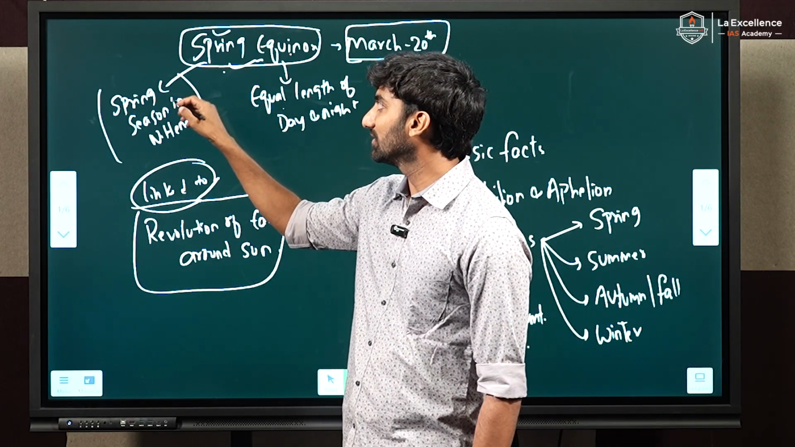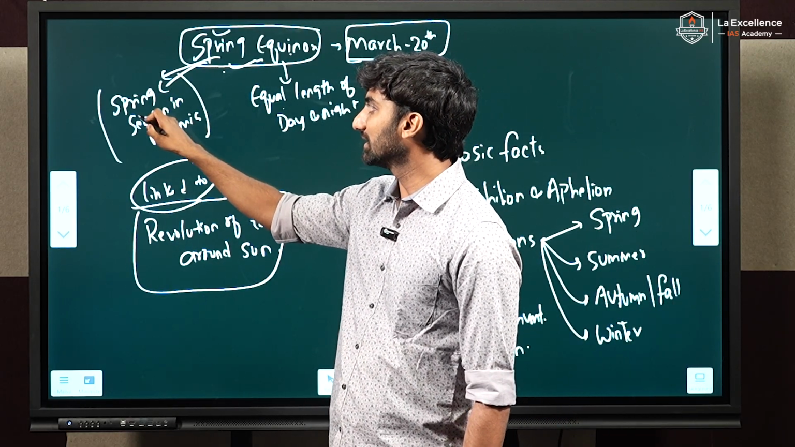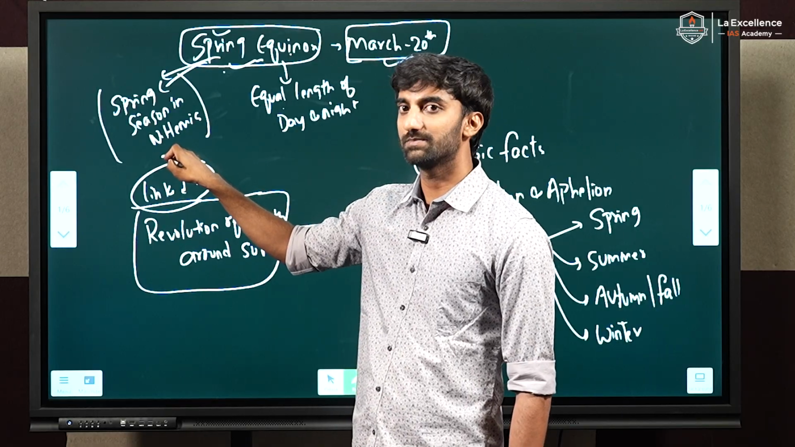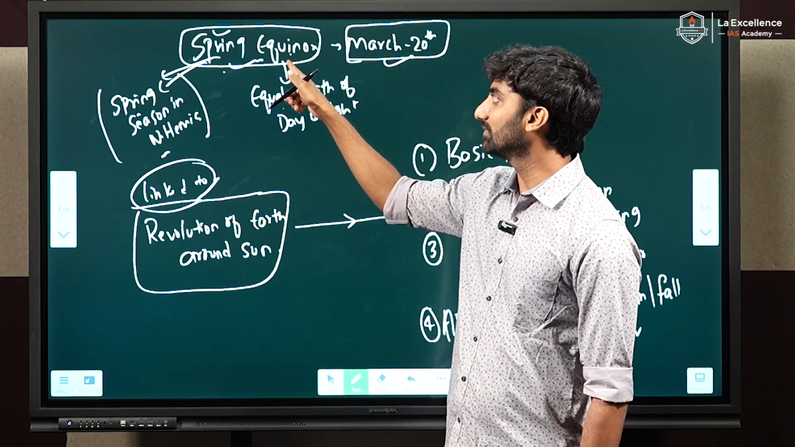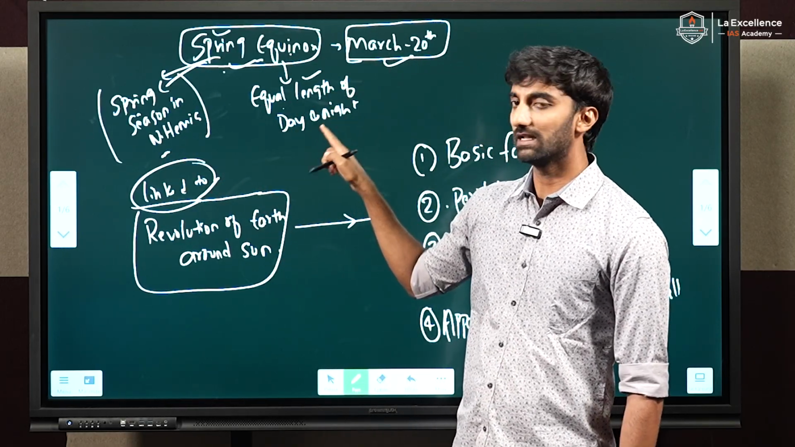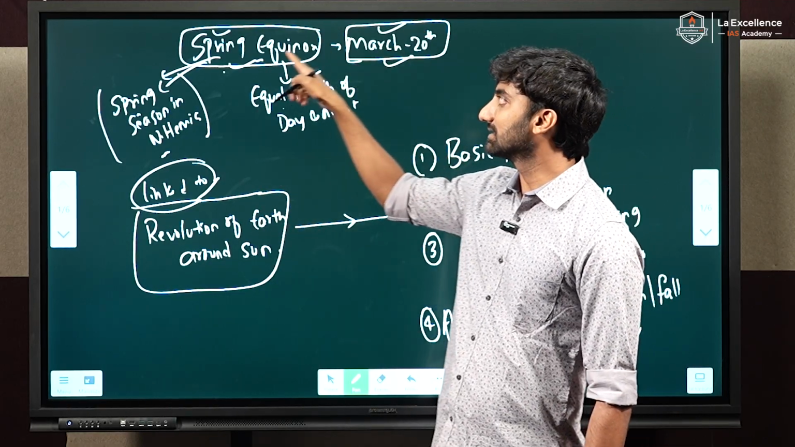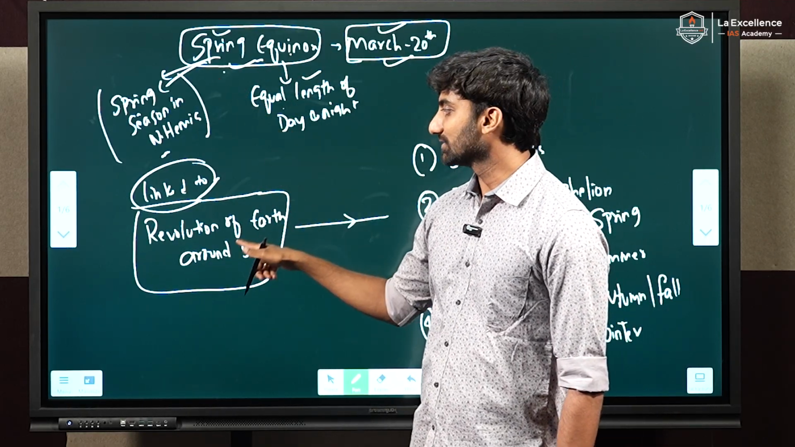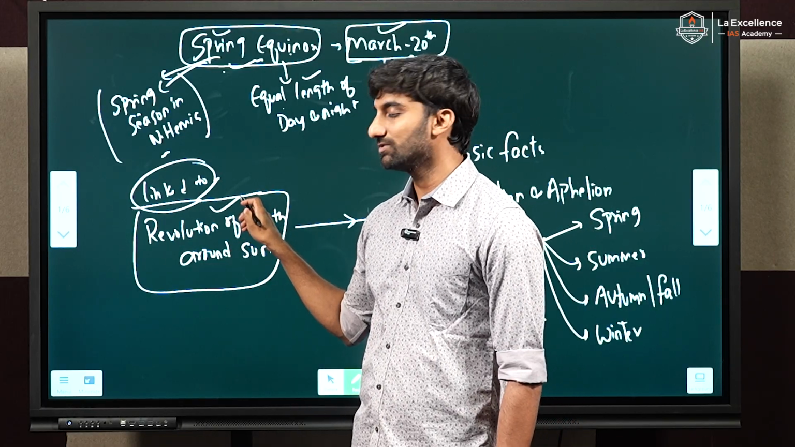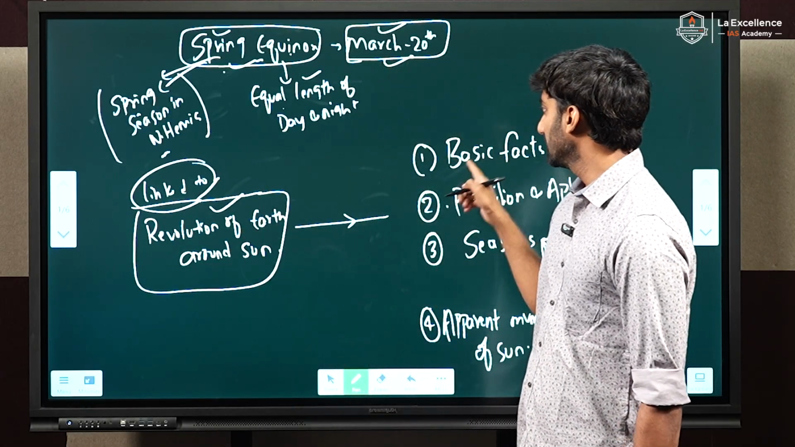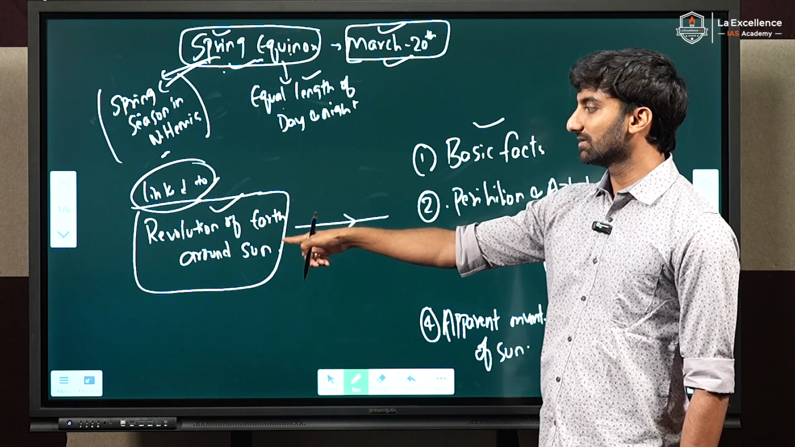Recently, we are seeing this term in news called spring equinox, and this term is related to a concept called revolution of Earth around Sun. Spring means a particular season which is starting in northern hemisphere, and equinox is associated with equal length of day and night all across the globe. March 20th, 2025 is considered as spring equinox day, and associated with this bigger concept is revolution of Earth around Sun.